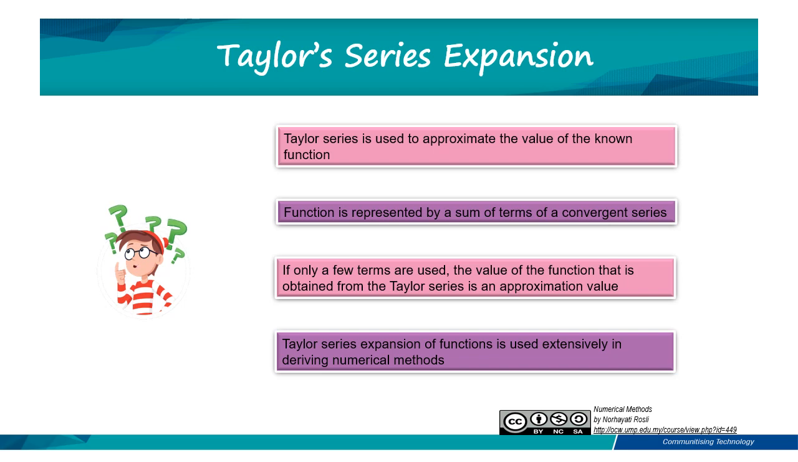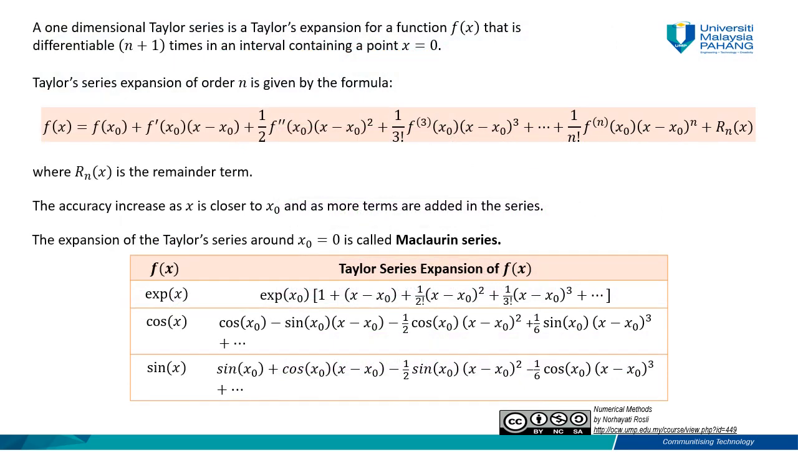Taylor series expansion of a function is used extensively in deriving numerical methods. This is the formula for Taylor series expansion. If you see from the formula, it has infinite terms: the first term, second term, third term, fourth term, until the infinity term. This is the thing that I mentioned earlier. If you want to approximate some function and you use only a few terms, let's say two terms, the answer you get is far from the true value. But if you use many terms, let's say until 7 terms, 10 terms, until infinity terms, the answer you get will be close to the true value.